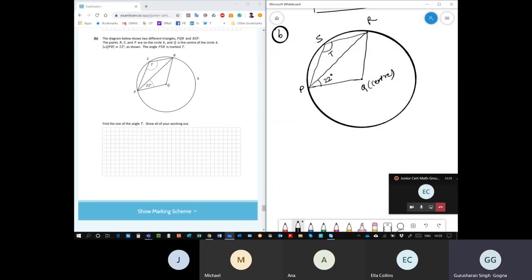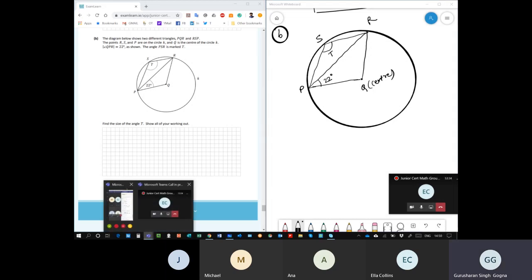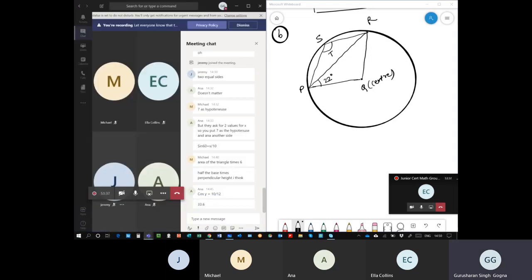So how will you do this question? How will you find out angle T? Any idea? Any idea? No idea? Okay.